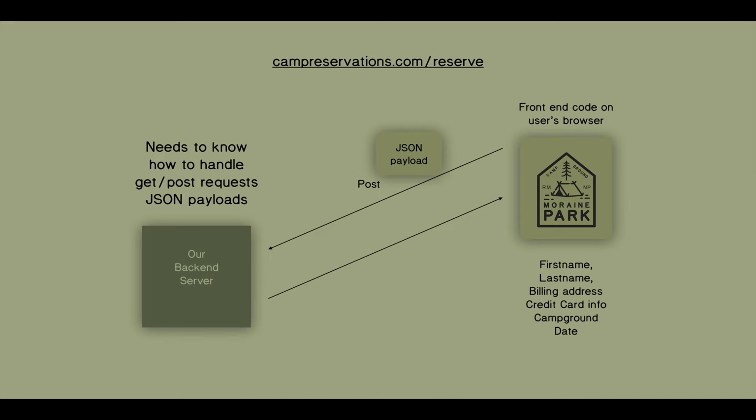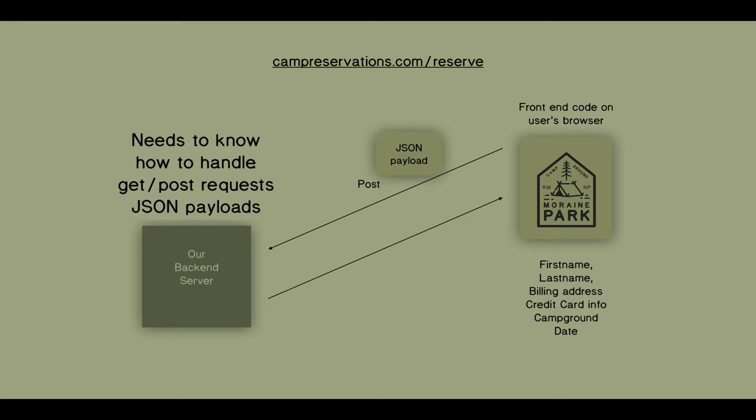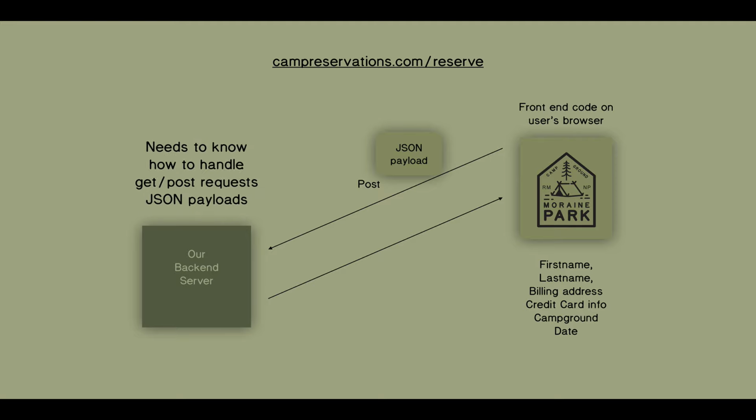So we send that POST request, and that POST request contains a JSON payload to our backend server. That backend server needs to know how to handle these GET and POST requests and how to process JSON payloads. And remember, that backend server sends a response back to your browser with all that information. Your reservation is confirmed, or whatever. Thanks for using our camp reservation system, or whatever. So it's sending information back to the browser.